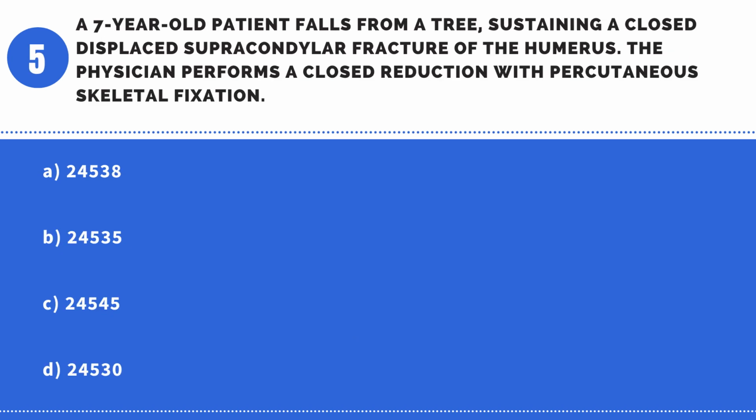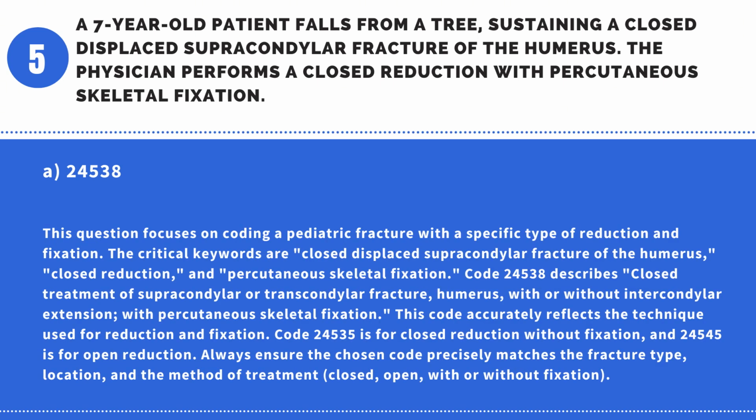Question 5. A 7-year-old patient falls from a tree, sustaining a closed displaced supracondylar fracture of the humerus. The physician performs a closed reduction with percutaneous skeletal fixation. A. 24538. B. 24535. C. 24545. D. 24530. Answer, A.